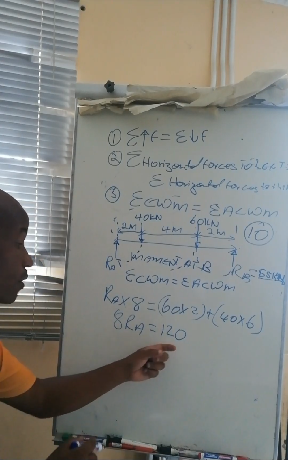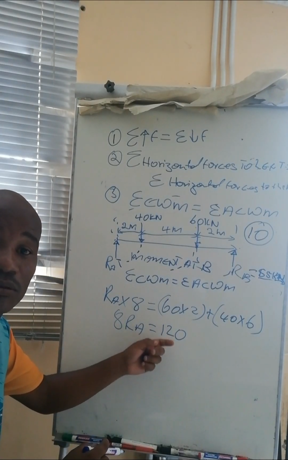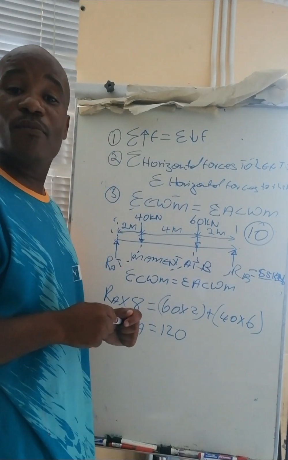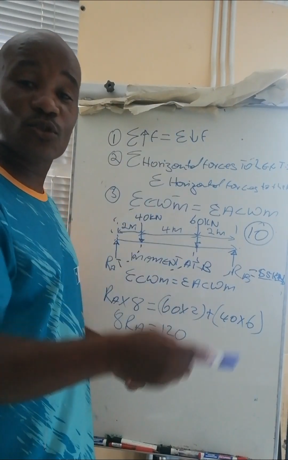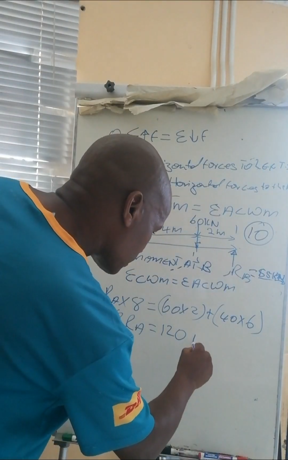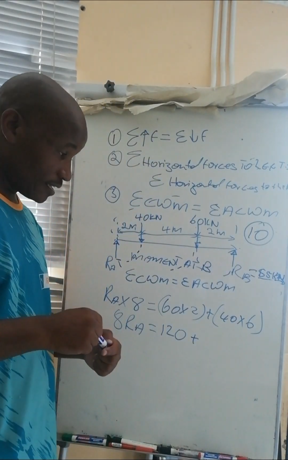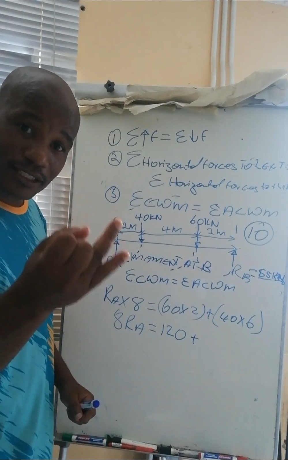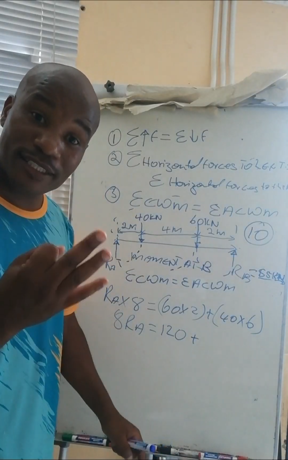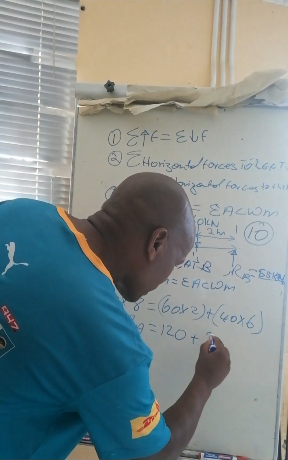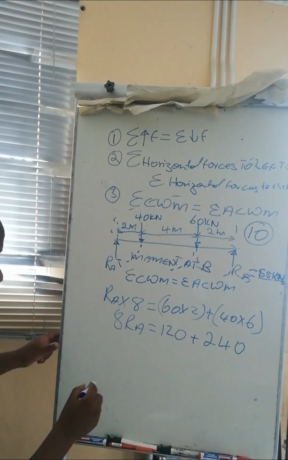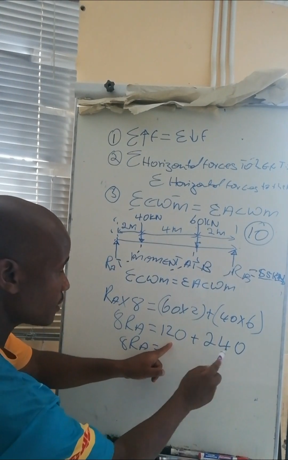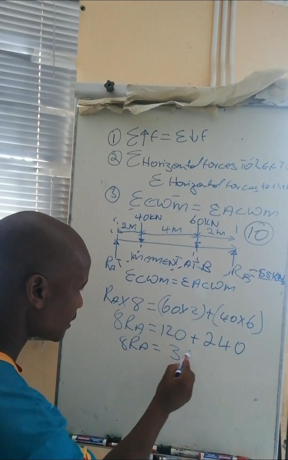Your mental maths is from grade A. That thing your teacher used to say every morning, 2, 4, 6 up to 120 and so on, now it comes into play. Plus 40 times 6, guys. 40 times 6 is what? It is 40, 80, 120. 120 plus another 120 is 240. And then 8 RA is equal to 120 plus 240. I'm expecting roughly 360 as well.